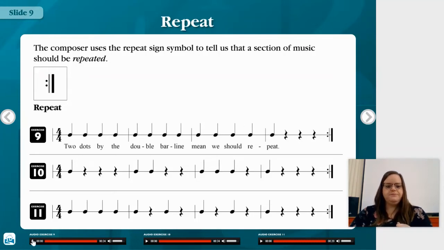Let's try it with the music, and we're saying the words. Actually, let's not do it with the music because you can't hear me with that. Ready? Together. Number 9, here we go.